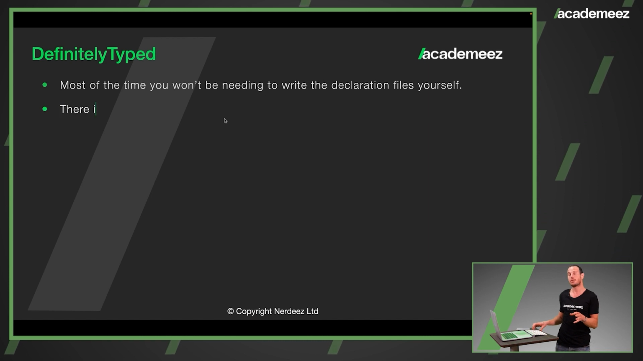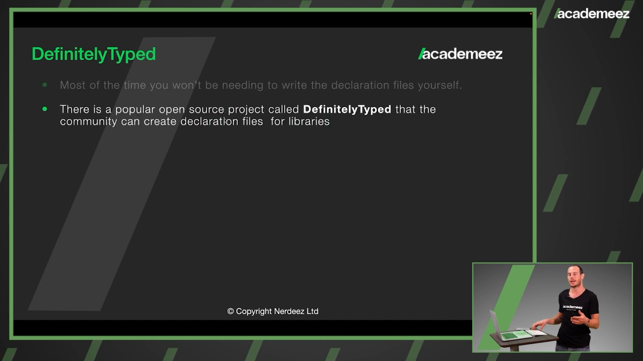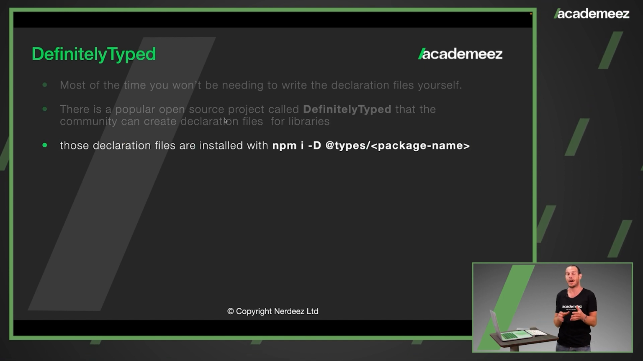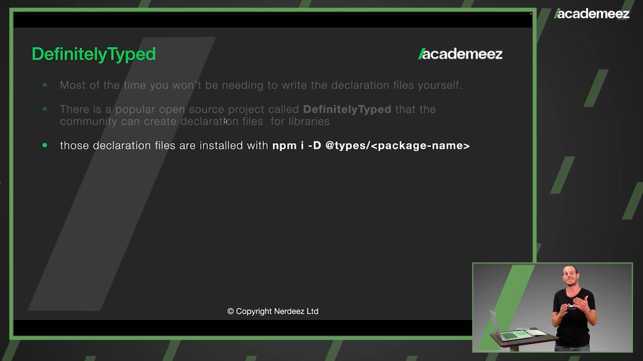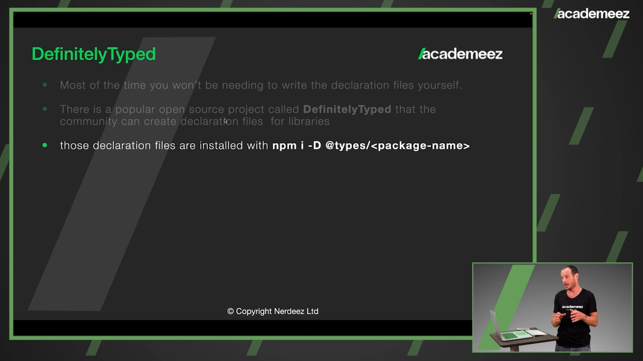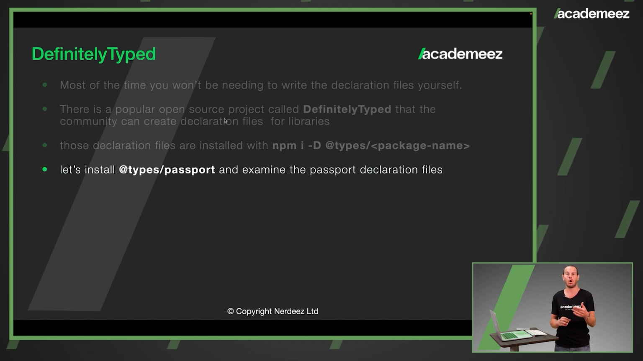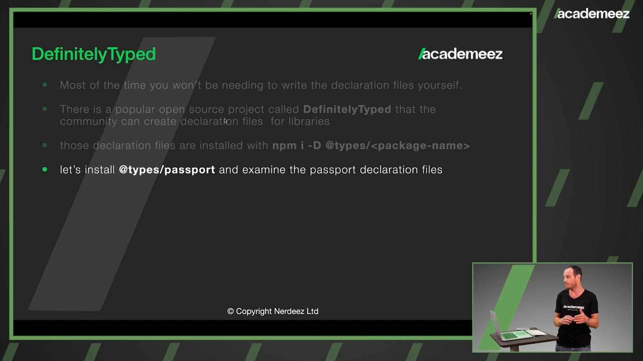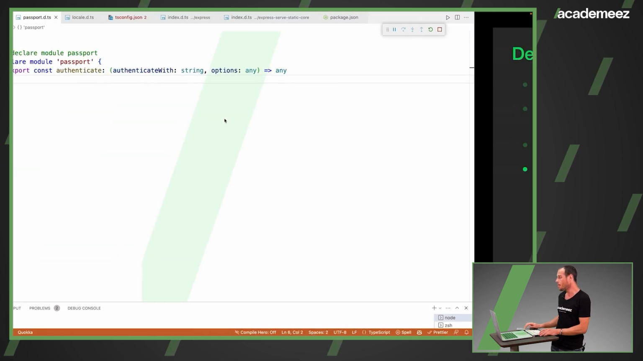Now, the way it works, for popular libraries you won't have to create the declaration files yourself, and you'll use DefinitelyTyped, which pretty much means you'll npm install a package that starts with @types, and that package will contain the declaration file for the library. So usually you have to install the types for the package that you want declaration files for. In our example, if we want declaration files for Passport, we'll npm install @types/passport. Let's see that in action and try to solve our Passport problem using the DefinitelyTyped project and installing the @types/passport package. So let's go back to our app.